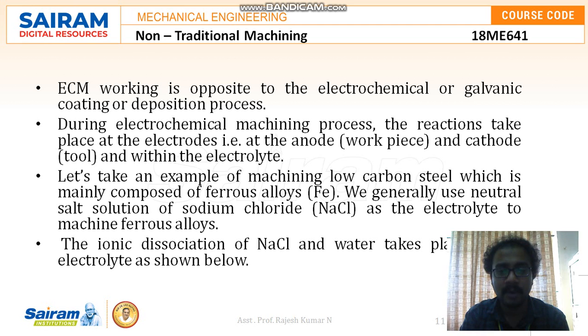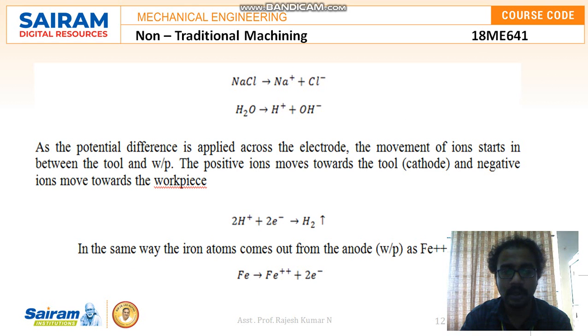Let us take an example of machining a low carbon steel, which is mainly composed of ferrous alloys. Low carbon steel means the carbon content will be less, where the iron content will be more. So we generally use a neutral salt solution, and the electrolyte recommended is usually sodium chloride to machine ferrous alloys. So the ionic dissociation of sodium chloride and water takes place in the electrolyte, which is shown below.